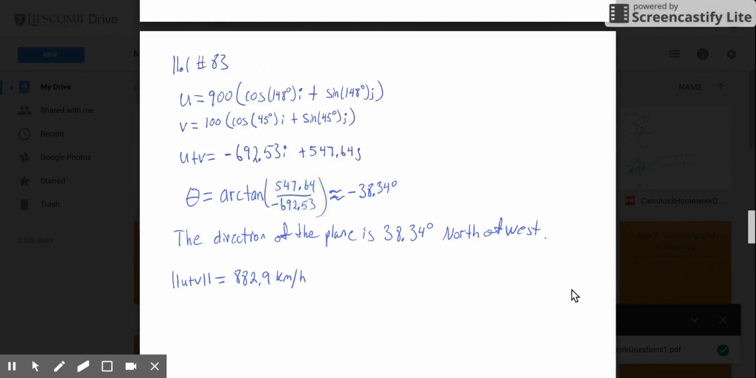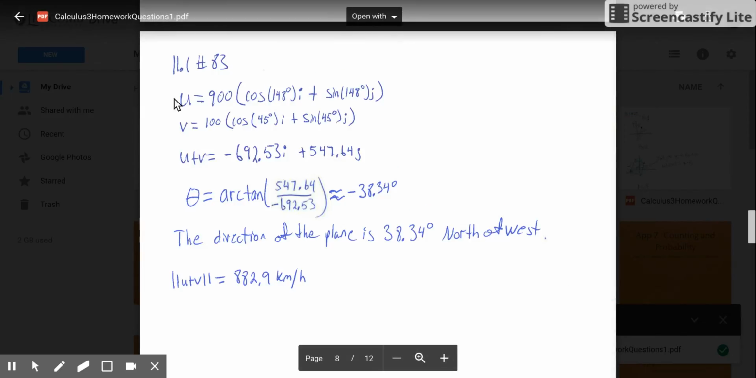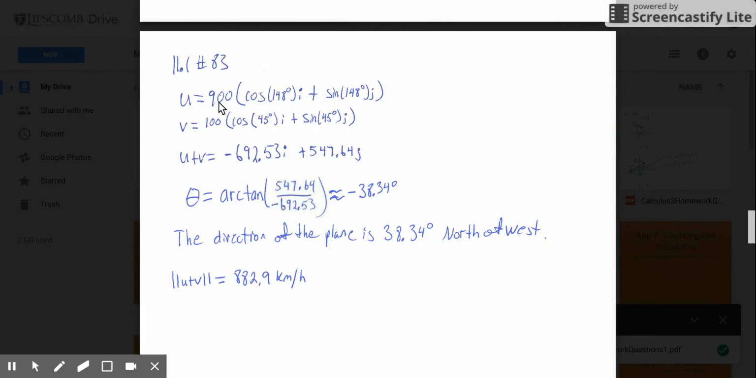Oh, we're back looking at problem 83. So here we have vector u. It is 900 kilometers per hour times cosine 148 i plus sine 148 j. That comes from our diagram there, and they give us the angles made with the x-axis on the negative side of 32 degrees. And using that, we can subtract from 180.